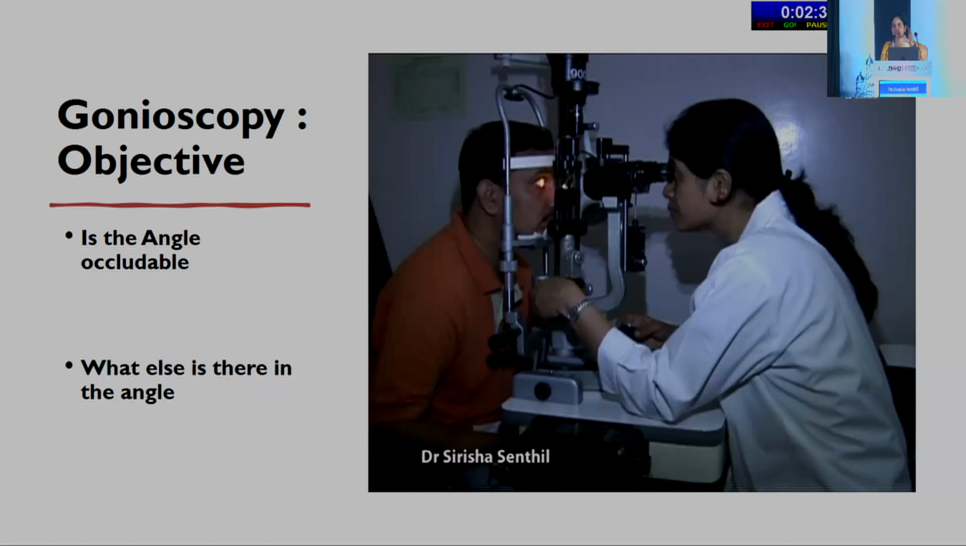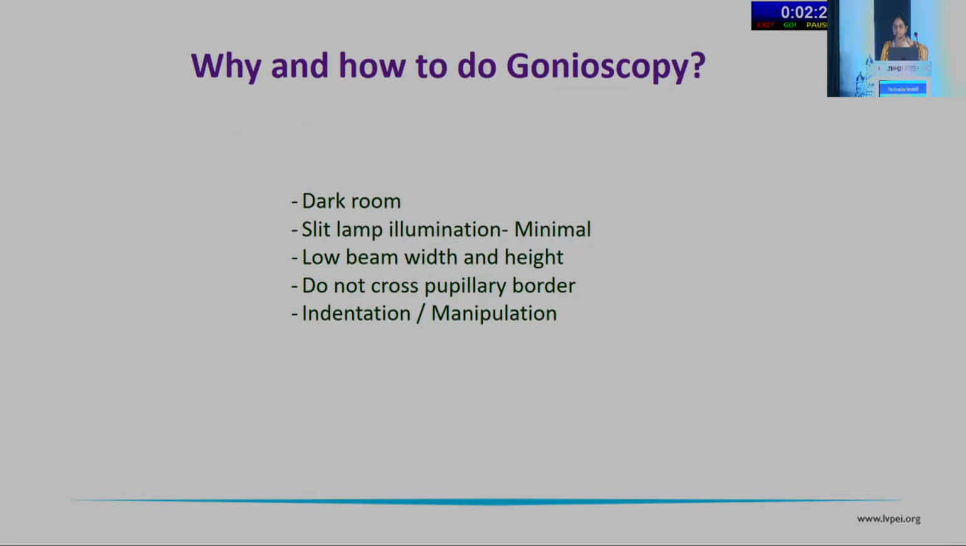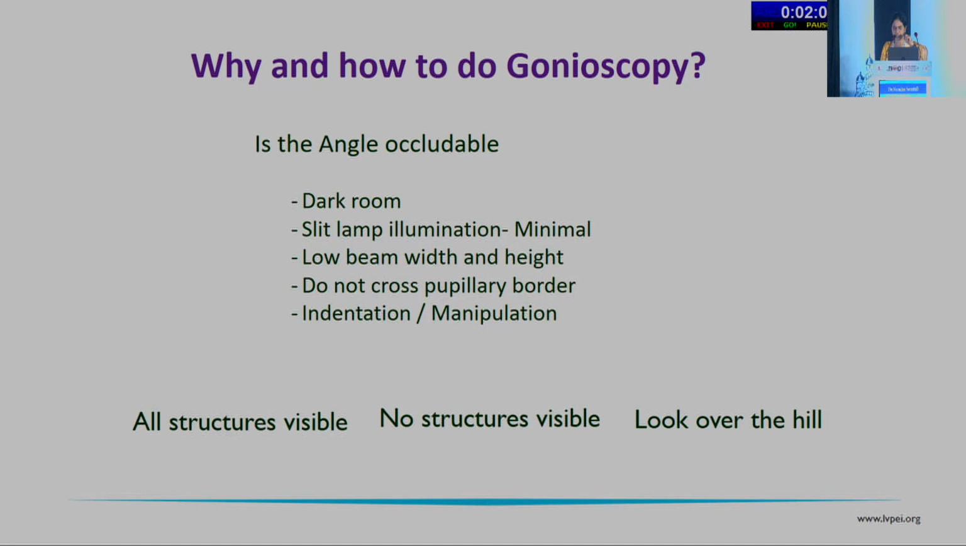And if the angle is occludable or open, so you have differentiated that, what other pathology is there in the angle? For which you require both a darkroom examination as well as an examination with bright light illumination. To identify whether this is occludable or not, a darkroom illumination with a thin, narrow, shorter slit beam that doesn't fall on the pupillary area, so that you don't cause artificial angle opening by pupillary constriction, is very, very important.